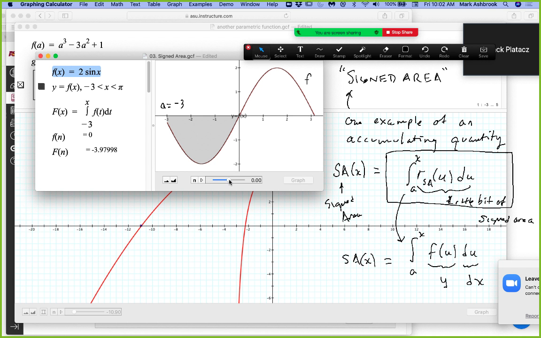At 0, the signed area is at its lowest value. Good. Okay, so it's its lowest value because it's going to start increasing now. What else could you say about that value? How would the value of the signed area relate to the actual area of the gray region?